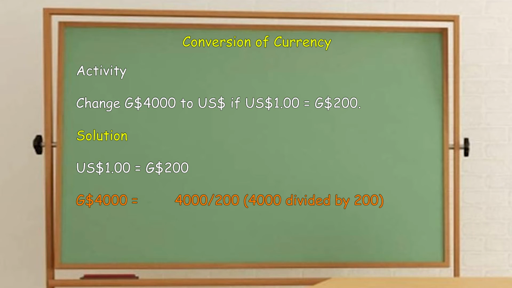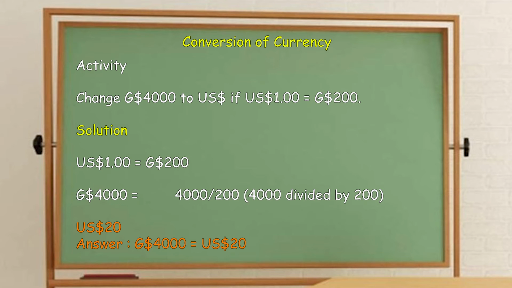I hinted to you that to do this, we have to use the inverse of multiplication, which would be, yes, division. So it's 4,000 divided by 200. When we divide 4,000 by 200, we get a total of 20. Therefore, 4,000 Guyana dollars is equivalent to 20 US.